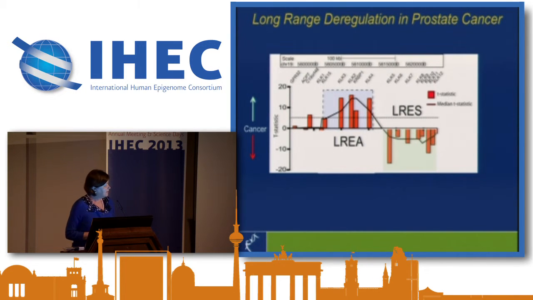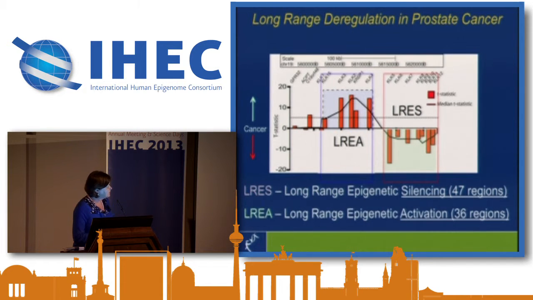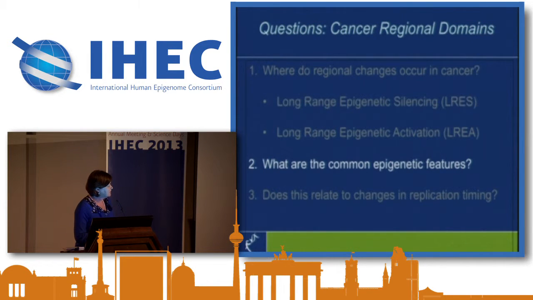So we found many of these regions, and mostly they were in discrete places in the genome, but plenty of them were like this gene family, the kallikrein gene family, where in prostate cancer we had a domain of activation adjacent to a domain of gene silencing. So in using these parameters, we identified in prostate cancer 47 regions of silencing and 36 regions that showed activation. So the next question we want to know, of these regions, what were the underlying epigenetic changes associated with this change in gene expression?